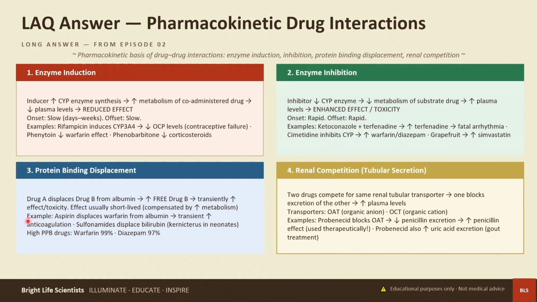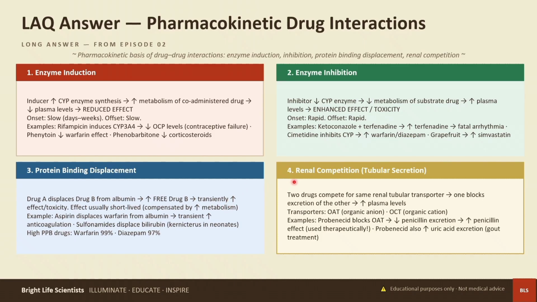Sulfonamides displace bilirubin from albumin in neonates, causing kernicterus. High protein binding drugs to remember: warfarin at 99%, diazepam at 97%. Mechanism 4, renal competition at tubular secretion.